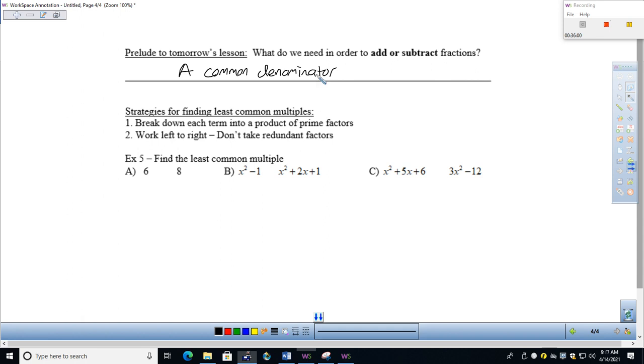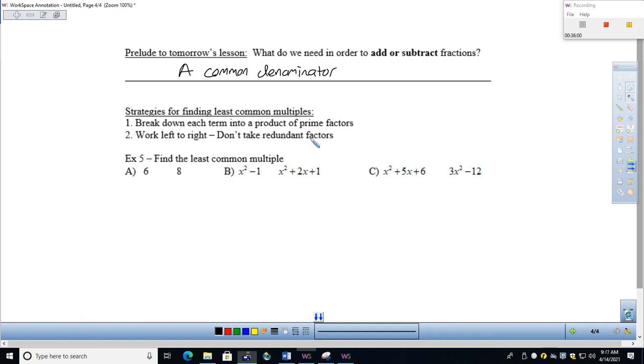Okay, that's totally different than the multiplication and division operations. So in order to find a common denominator, we're going to do a couple things. I'm going to show you a numerical way to pull this off, and then we'll go from there. So break down each term into a product of prime factors. Work left to right. Don't take redundant factors.